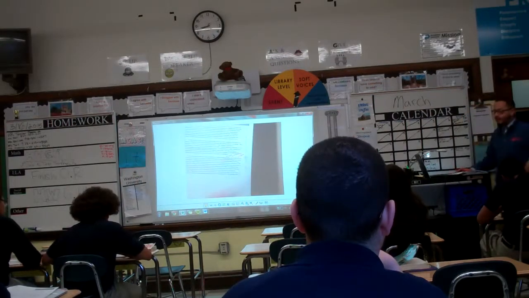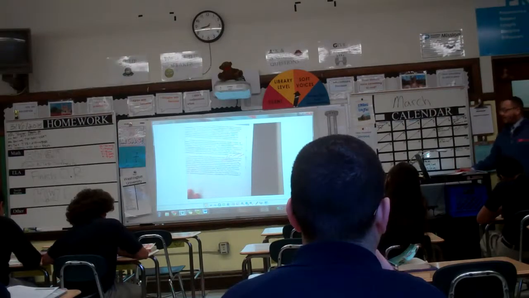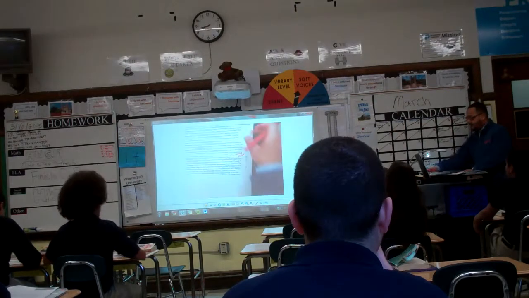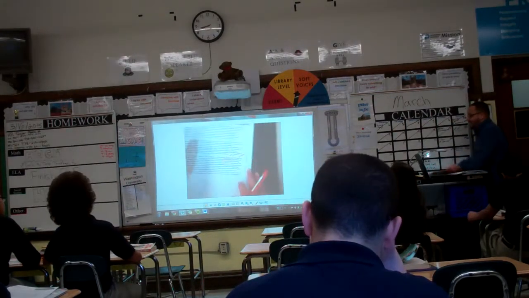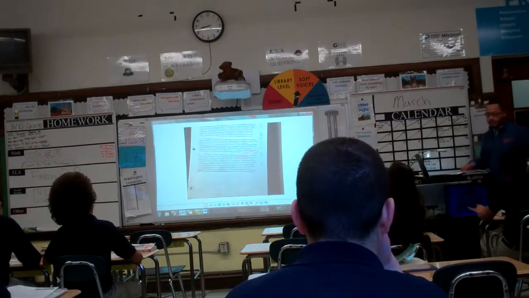So now we've gone ahead and read paragraphs 5 and 6. We're going to go ahead and write another main idea note just based off of these 2 paragraphs. You're writing it in that left margin, just like we did before, on soft voices. Cool.